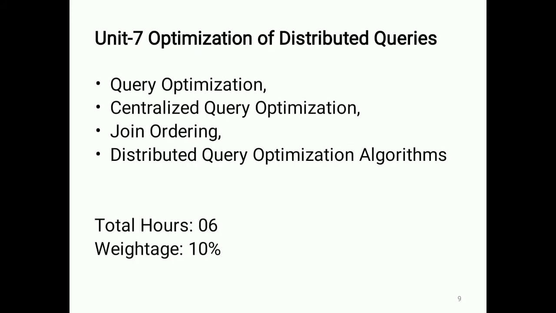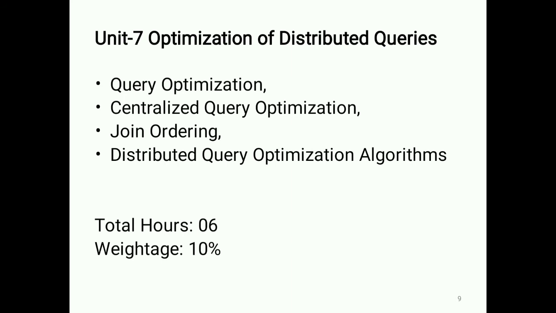Then unit 7, optimization of distributed query. So again the word optimization. What is optimization? Query optimization refers to the process of producing a query execution plan which represents an execution strategy for the query. The selected plan minimizes an objective cost function. So this is the first point, query optimization.